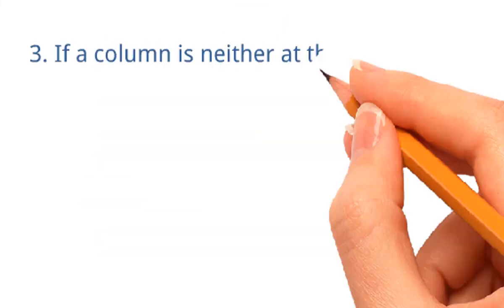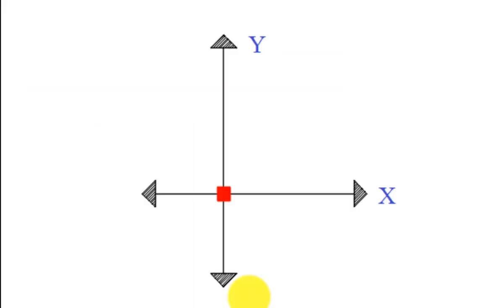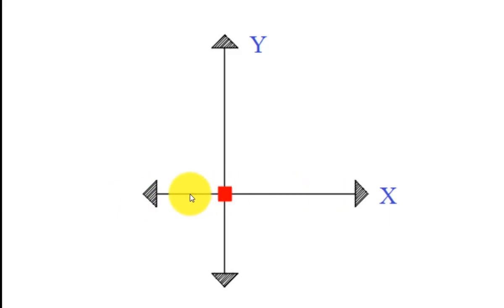Number 3. If a column is situated at the center of neither axis, it is a biaxial column. So looking at this column, at the x-axis, the elements do not have equal length. The same thing at the y-axis, they do not have equal length. So this is a biaxial moment. It will be receiving moment in the x-axis, also receiving moment in the y-axis. That is 2 moments, meaning bi-moment, biaxial.